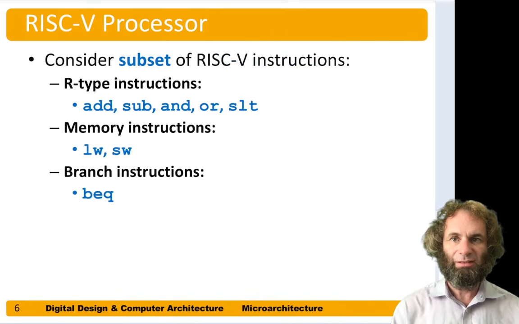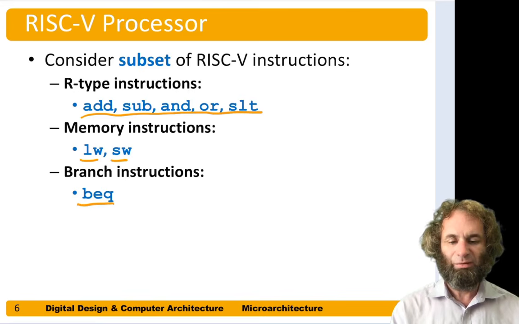As we're building this processor, to keep things tractable, let's consider a subset of the most interesting RISC-V instructions. We'll look at the R-type instructions, add, subtract, and, or, and set less than. We'll look at the memory instructions, load word and store word, and the branch instruction, BEQ, and we'll build up a processor that handles these. Later on, we'll look at how to add other instructions, such as addi or jump and link. But once you get the fundamental ones, the rest are very similar.